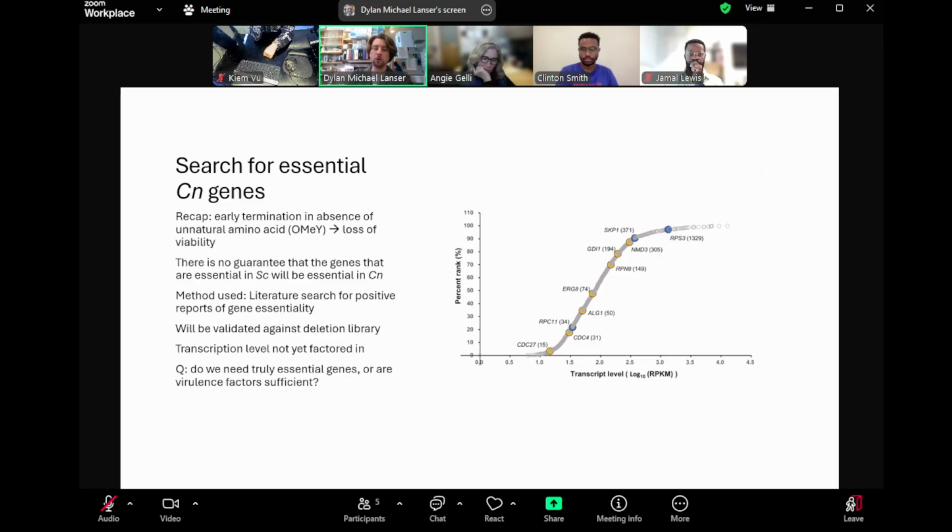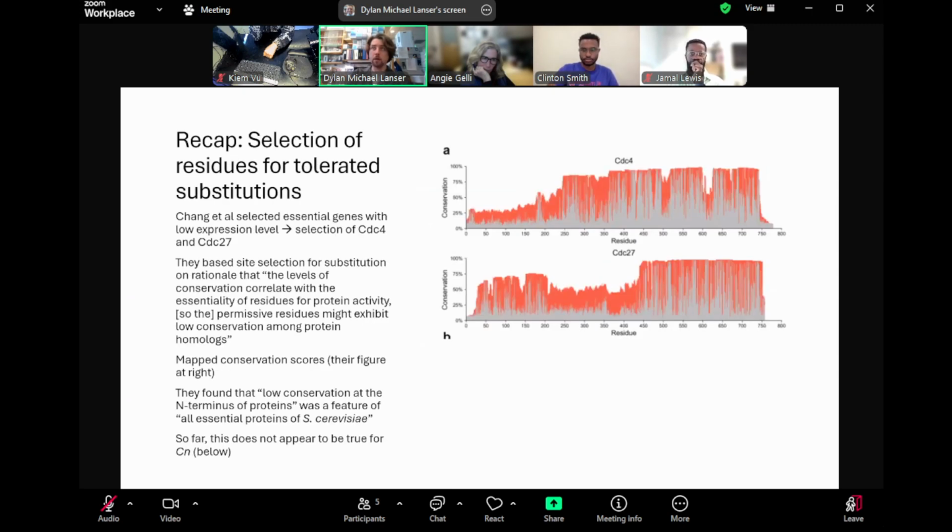So still going through a recap here of what they did, and going further into how they selected sites within those proteins for substitution. They looked at the conservation, and they described the rationale for looking at conservation as finding sites where you can make tolerated substitutions. The levels of conservation correlate with the essentiality of residues for protein activity. So the permissive residues might exhibit low conservation among protein homologs.